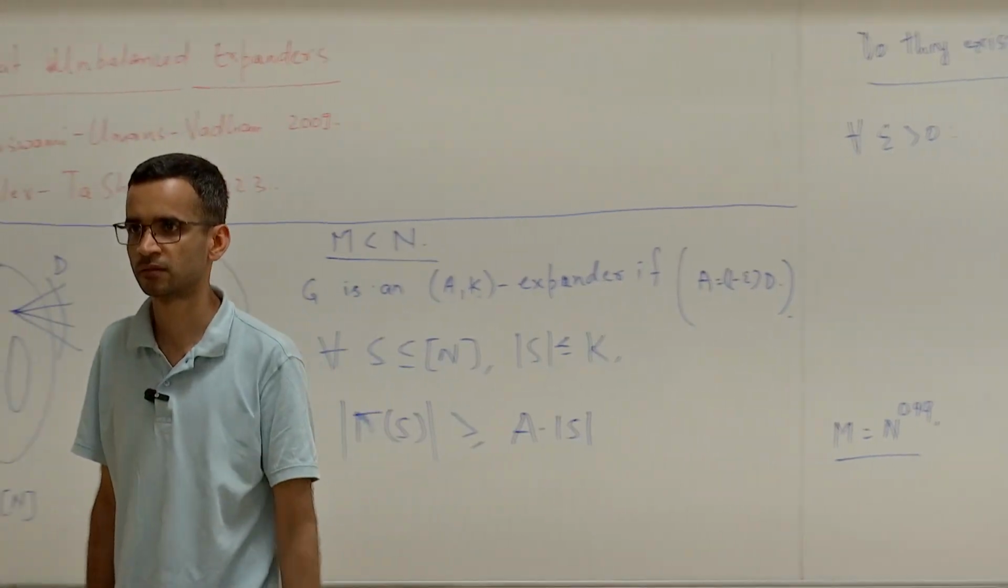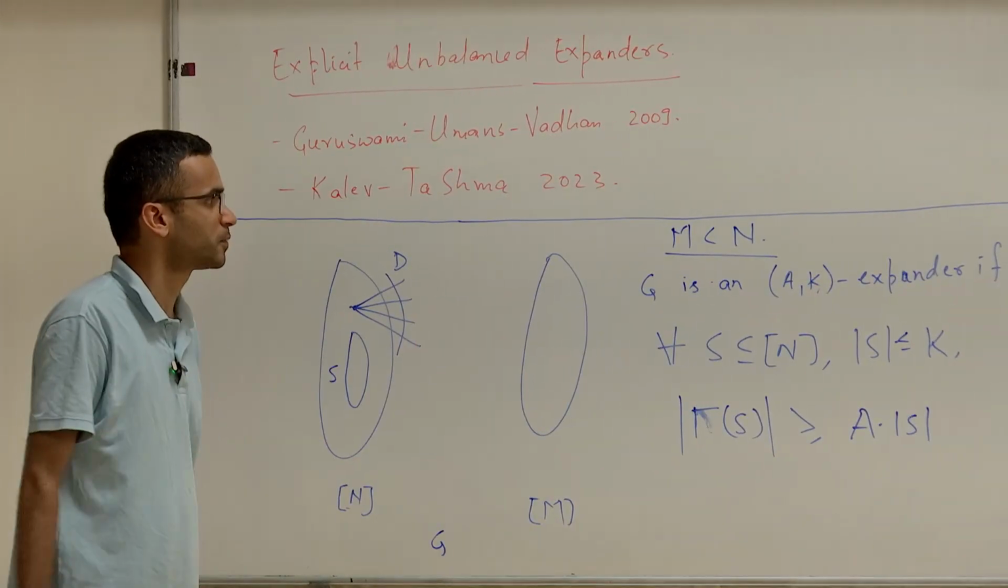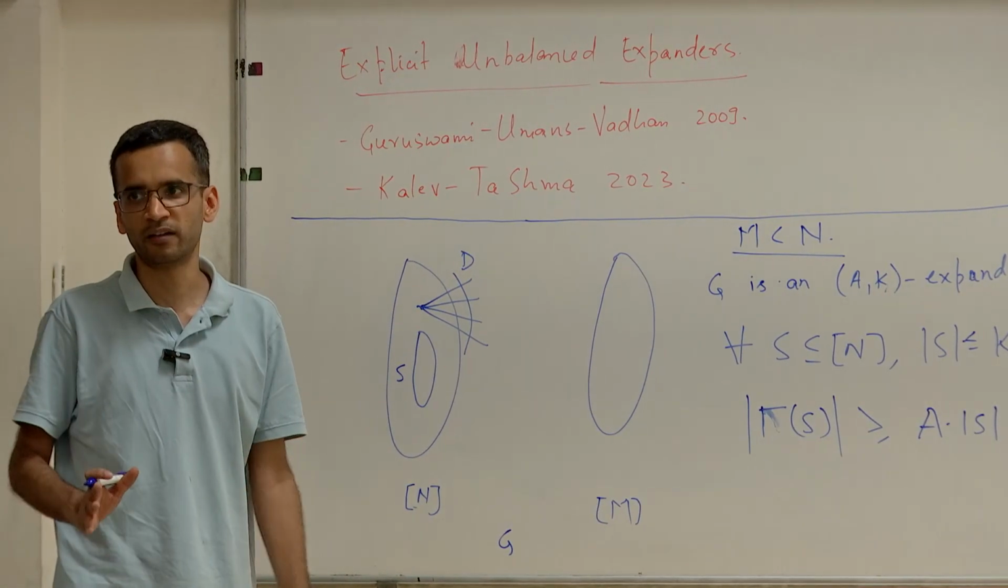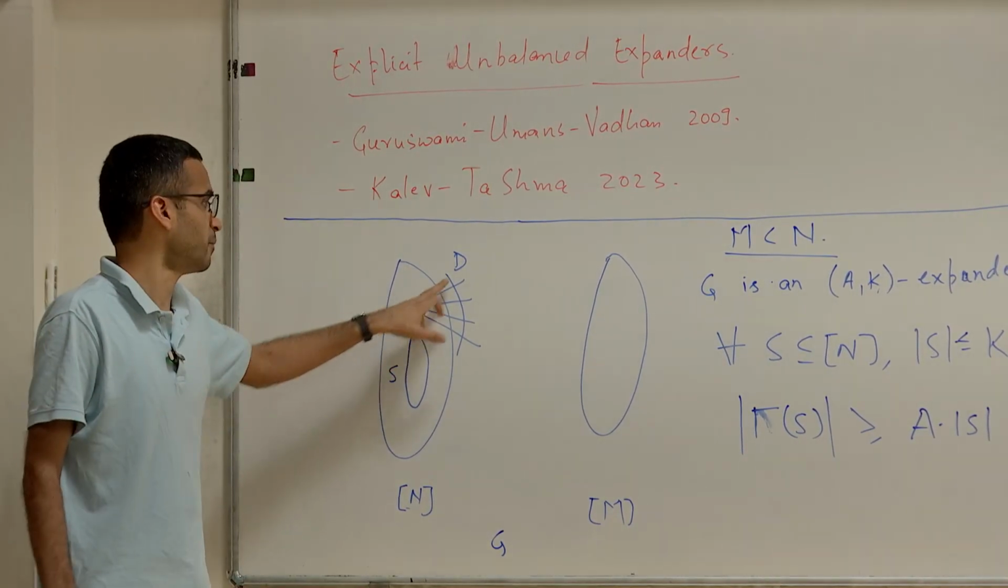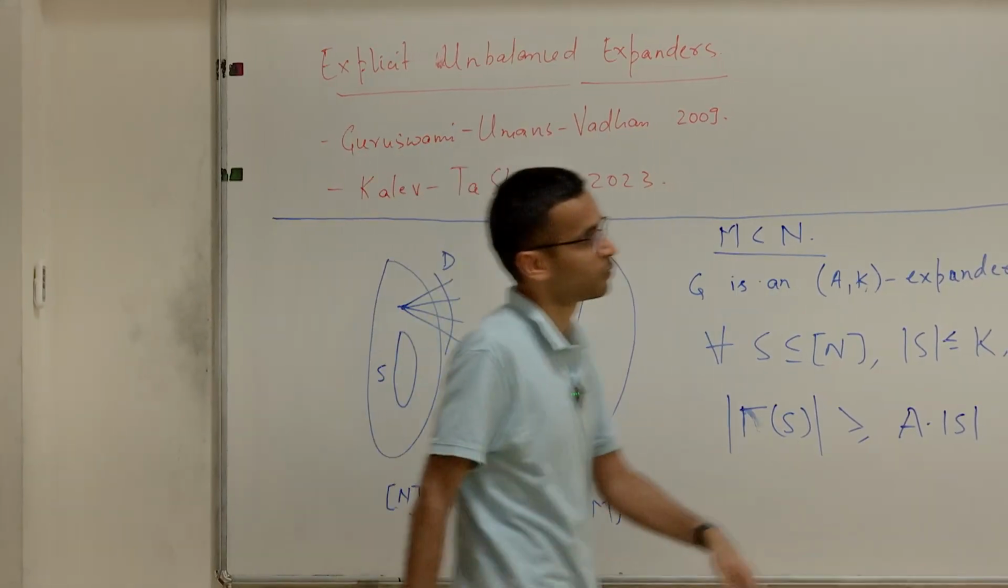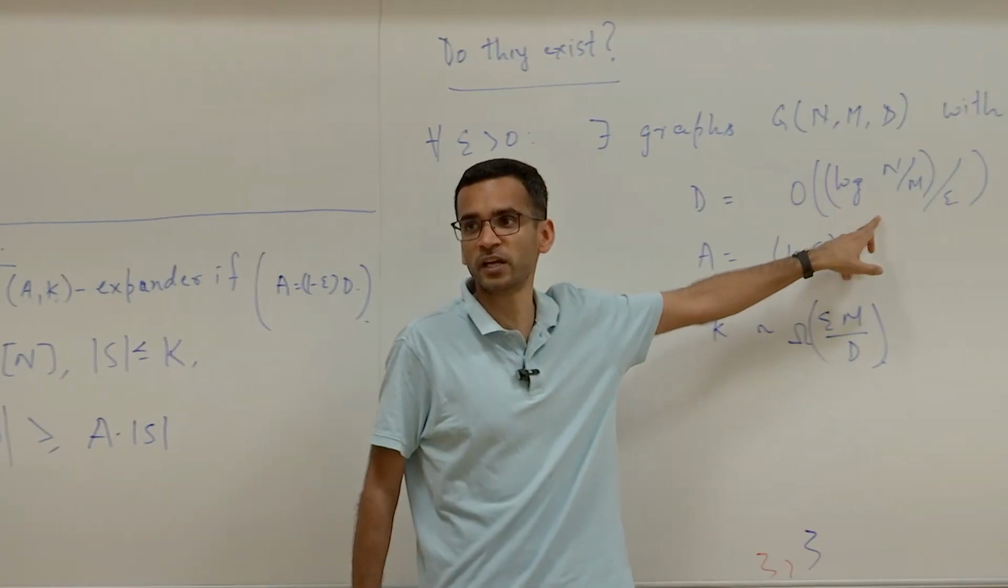Yeah. A complete graph will have this property. Getting d small is the point. The degree of a complete graph will be m, so d must be m. What you are getting here is d logarithmic in those numbers.